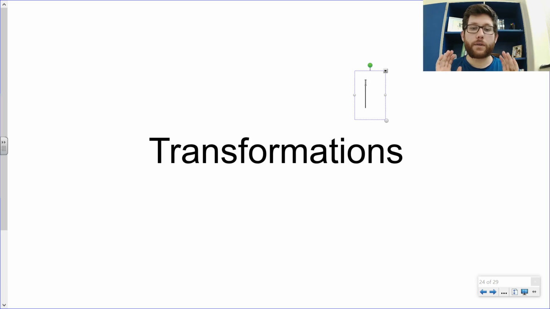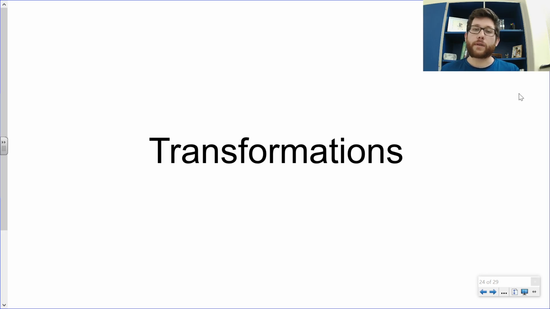Alright guys, so this week we are looking mostly at transformations. You should have already done the symmetry section. So let's talk about the different types of transformations. Now, there are 4 types that we're going to talk about. 3 of them are called rigid transformations, the idea that the shape might move, but it doesn't change size.